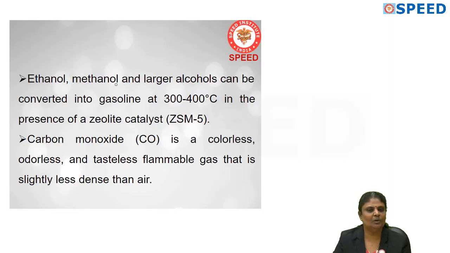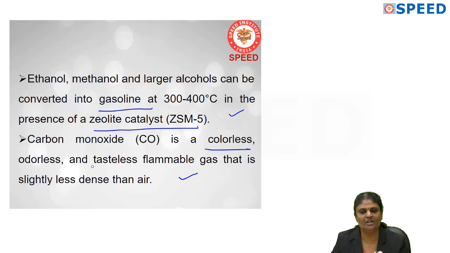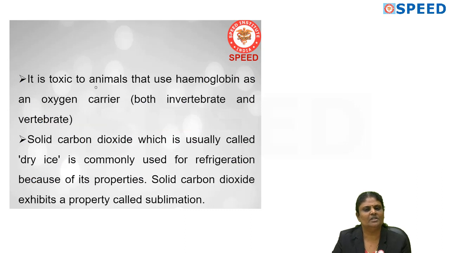Okay, so ethanol, methanol and larger alcohols can be converted into gasoline at 300 to 400 degrees Celsius in the presence of a zeolite catalyst. So this is the correct statement. And carbon monoxide is a colorless, odorless, tasteless, flammable gas that is slightly less dense than air. So this is also correct. In your question, colorless, odorless gas is given. And the other two options are wrong. It is toxic to animals that use hemoglobin as an oxygen carrier, both invertebrates and vertebrates.